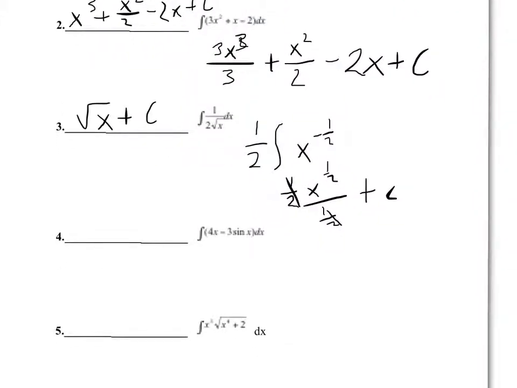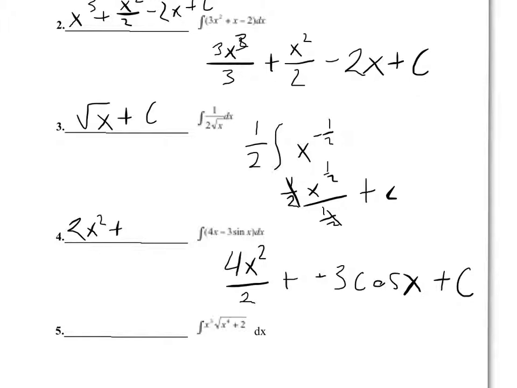Number 4, again, we're still on those basic power rules. So 4x to the second all over 2 minus 3 sine of x. The integral of sine of x is negative cosine of x, so it would be negative 3 cosine of x. Let's change to plus c, so then I end up with 2x squared plus 3 cosine of x plus c.